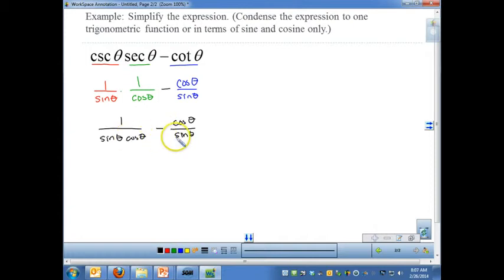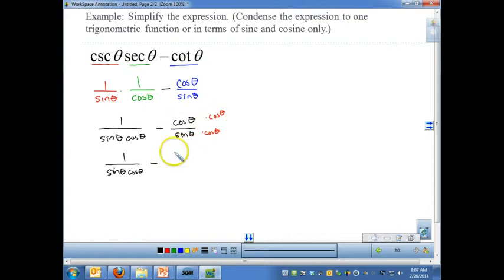So we need a common denominator. We have sine here times cosine. Here we just have the sine of theta. So in order to make these a common denominator, we would have to multiply both numerator and denominator by the cosine of theta. So we end up with 1 over the sine of theta cosine of theta, minus cosine times cosine, which is kind of like x times x, so it becomes x squared.